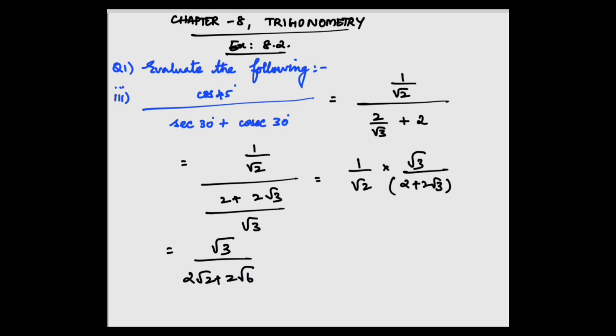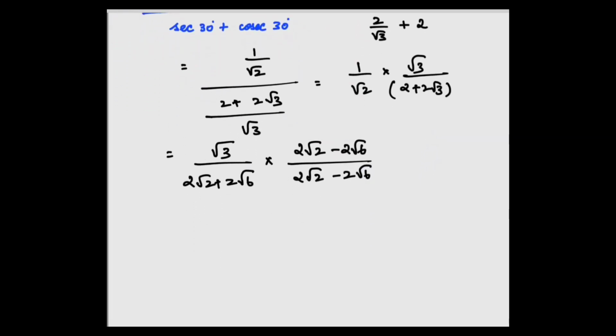We cannot keep the denominator as such. We have to rationalize it. So, multiplying the numerator and denominator by 2 root 2 minus 2 root 6. As we know, a plus b into a minus b is equal to a square minus b square. We can convert the denominator easily.